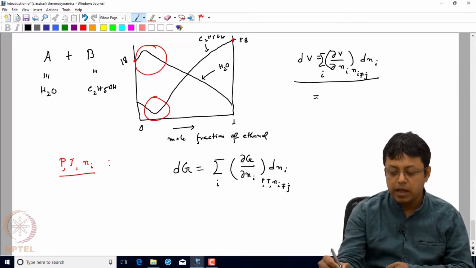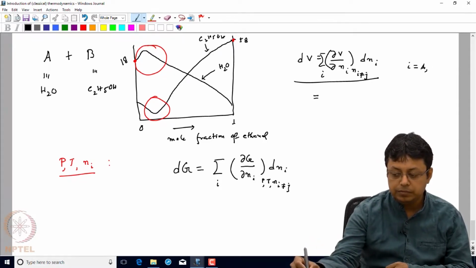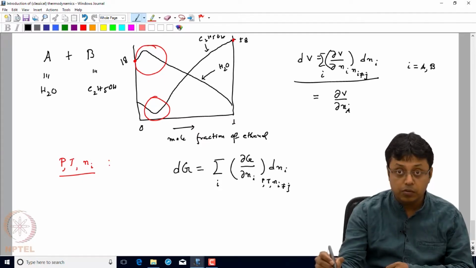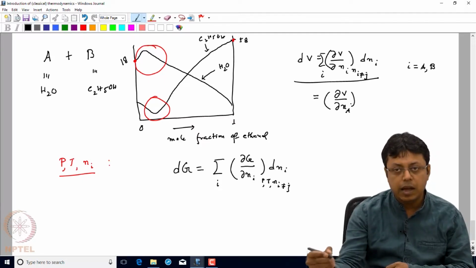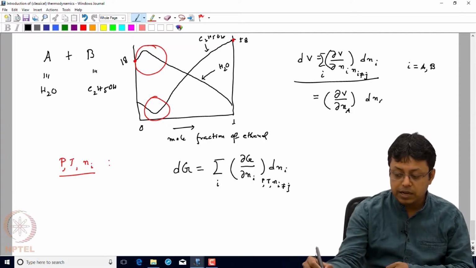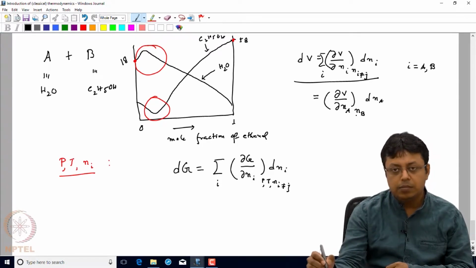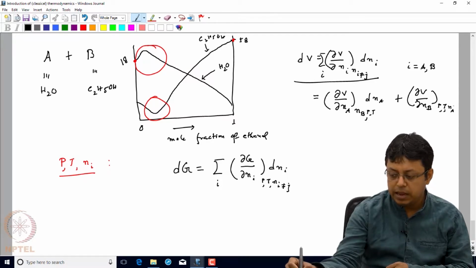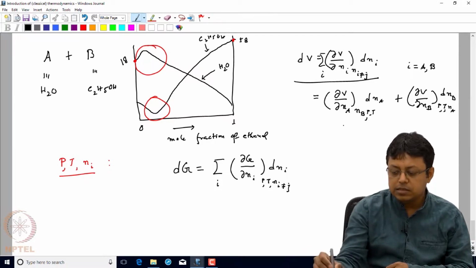For example, if I have i equal to A and B, so I have only a two component system, the change in volume will be defined as del V del N_A at constant pressure, temperature and N_B, times dN_A. When I made this change, I kept the amount of B constant and also the other thermodynamic parameters, pressure and temperature, constant. Plus I have del V del N_B at constant pressure, temperature, N_A, into dN_B. So this is the overall expression.